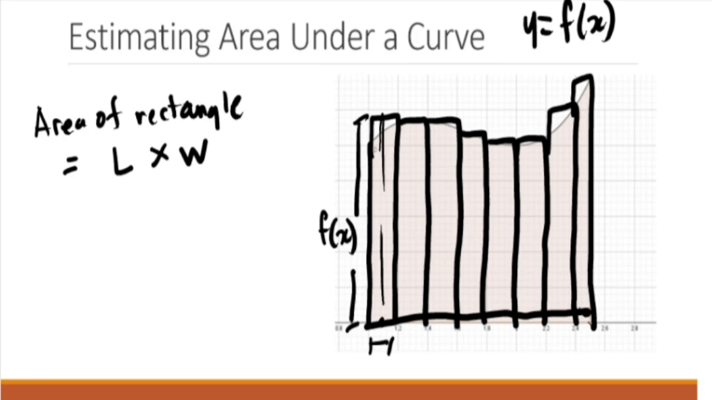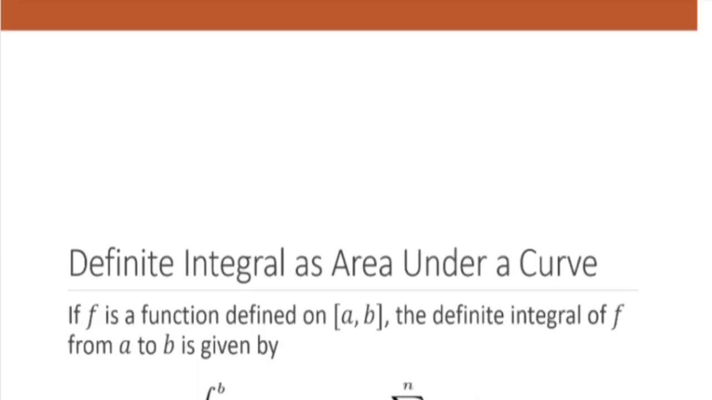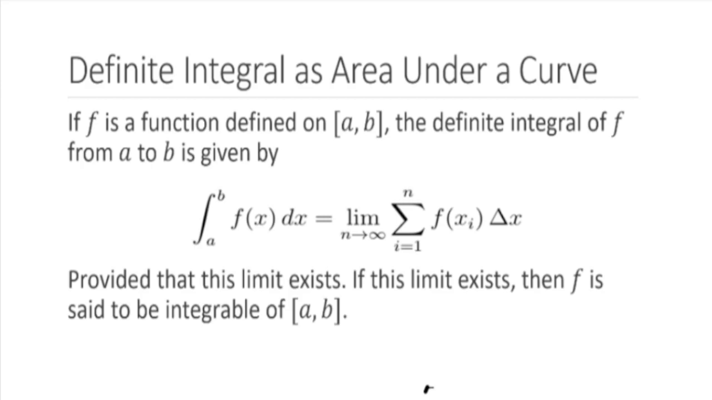Okay? So in symbols, the definite integral as area under a curve would be written this way. So if f is a function defined on the closed interval [a, b], the definite integral of f from a to b is given by this one. The integral from a to b of f of x dx is equal to the limit as n approaches infinity of this sum, i from 1 to n of f of x sub i times delta x.